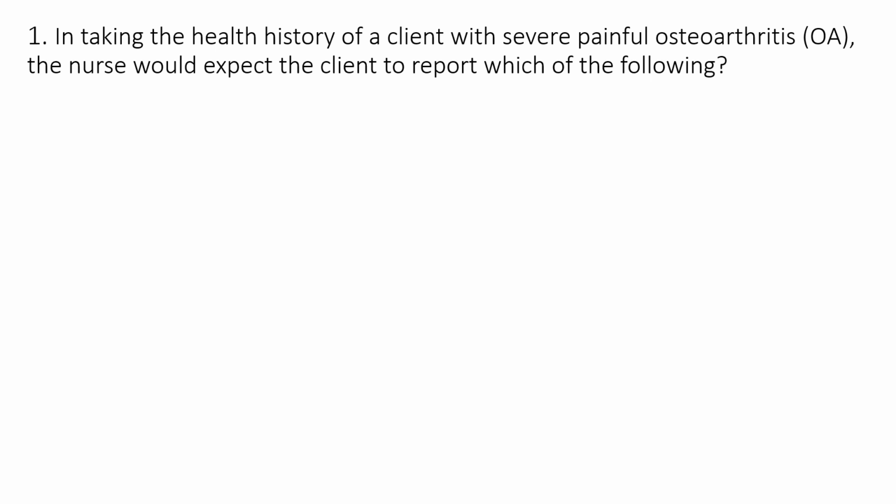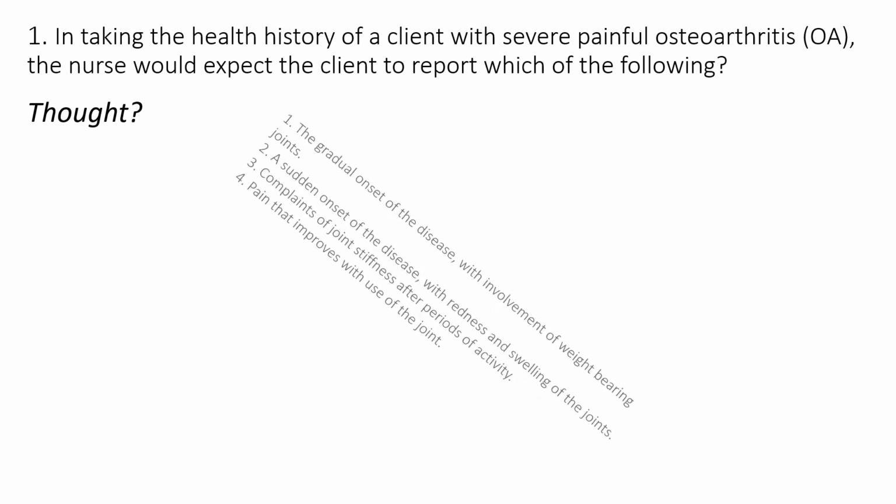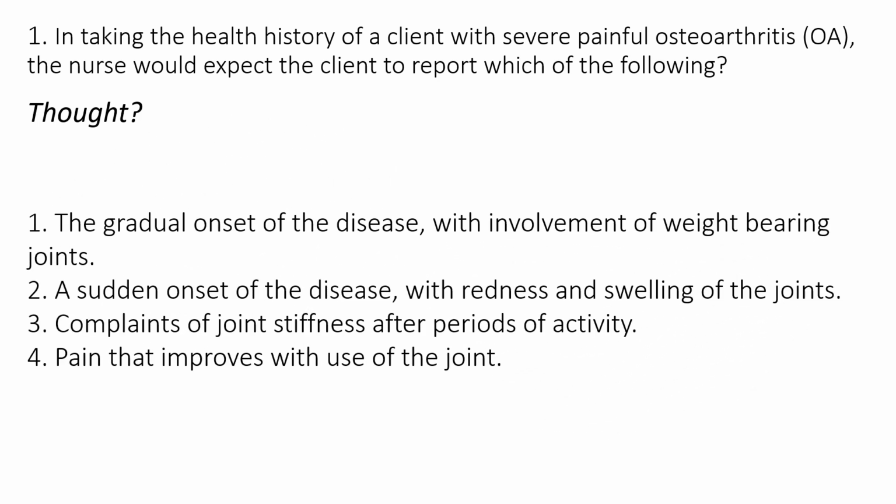In taking the health history of a client with severe painful osteoarthritis, the nurse would expect the client to report which of the following? Is it number 1, the gradual onset of the disease with involvement of weight-bearing joints? Number 2, a sudden onset of the disease with redness and swelling of the joints? Number 3, complaints of joint stiffness after periods of activity? Number 4, pain that improves with use of the joint? And the answer here is number 1.